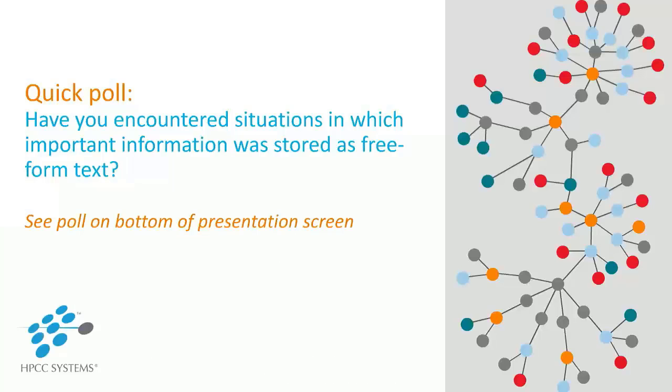So we want to start with the poll question. Have you ever encountered situations in which important information was stored as free-form text? Give you a few seconds to answer that.